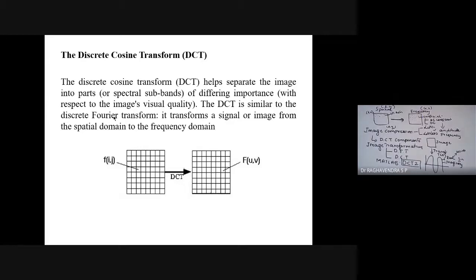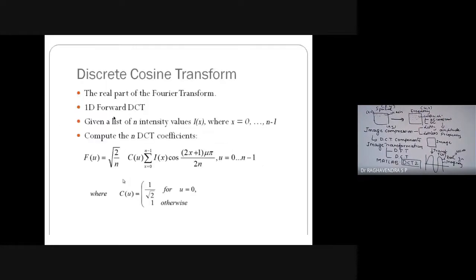So the DCT is similar to the discrete Fourier transformation, just like we have already made a lot of discussions on DFT. That is, it is also similar to DFT. So it transforms a signal or image from the spatial domain to the frequency domain. That is what I already explained on the board also. Okay, so the same thing. This is also the diagram which gives a representation of converting an image in the spatial domain into the frequency domain.